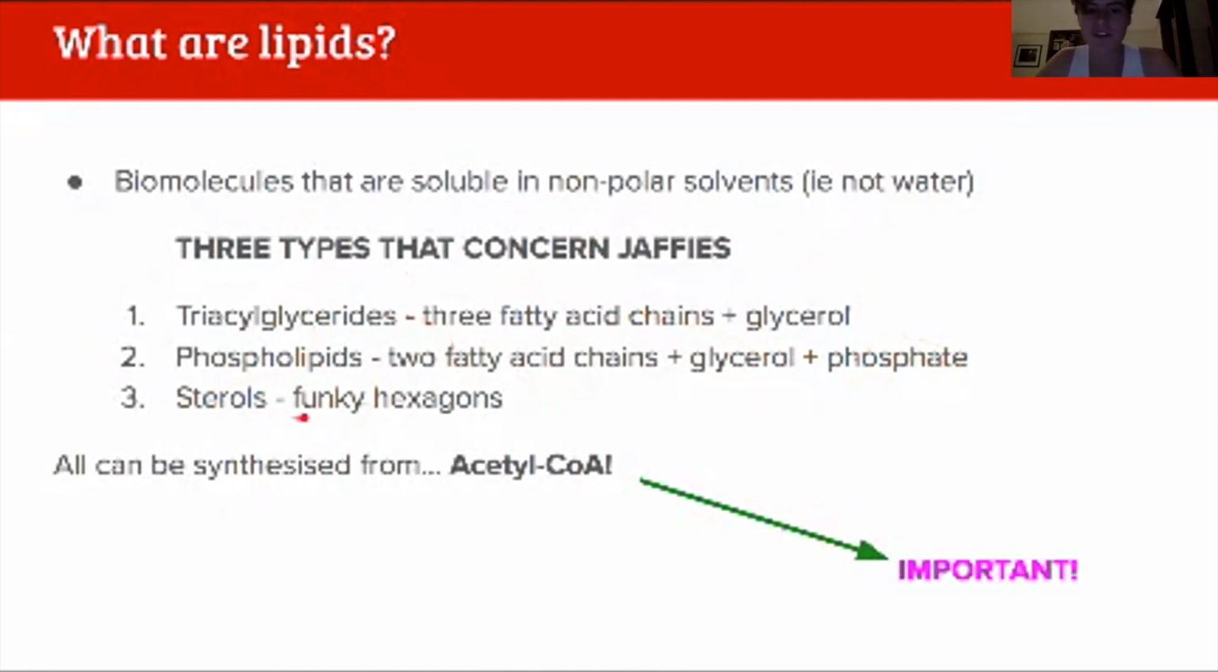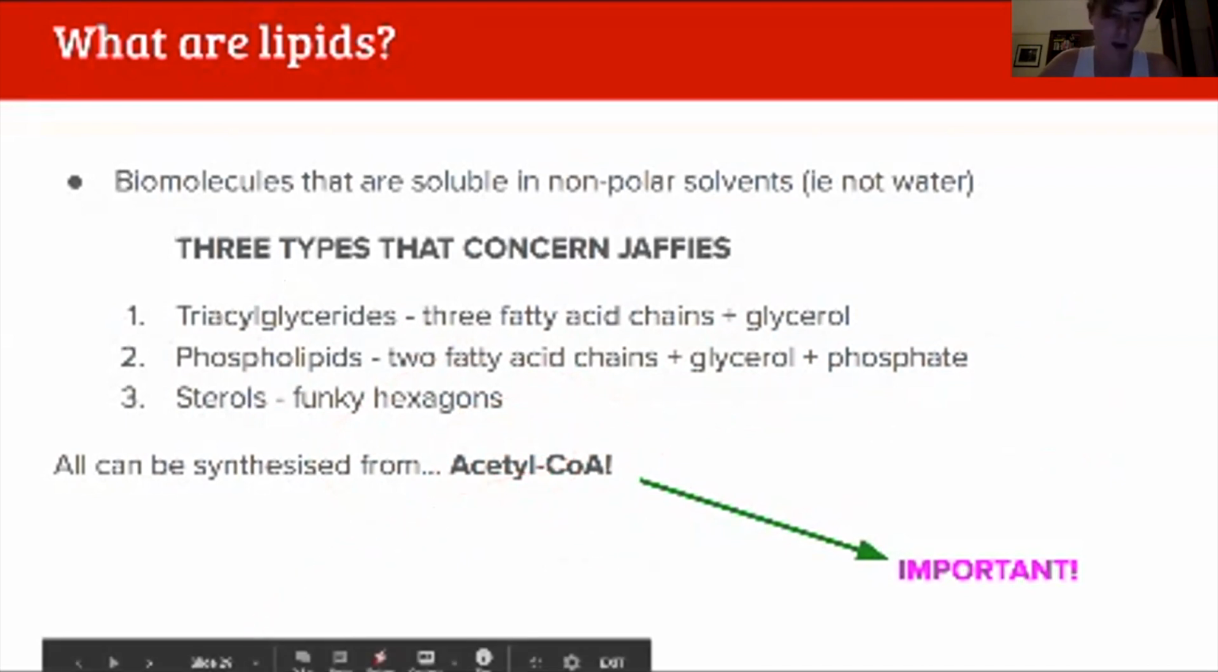And then finally, we've got sterols. These are a little bit different. They've got lots of hexagons in their chemical structure, and their synthesis pathway is very different to the other two. But one thing that they all have in common is that they can all be synthesized from this base molecule here, acetyl-CoA. You might remember this from the Krebs cycle. The real important part of this lecture is that you understand how central acetyl-CoA is to our body. That's the most important thing that you can take from it.